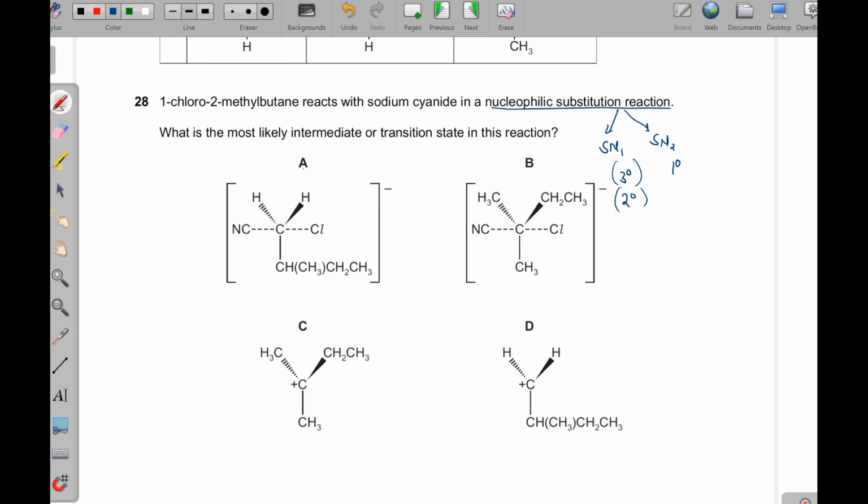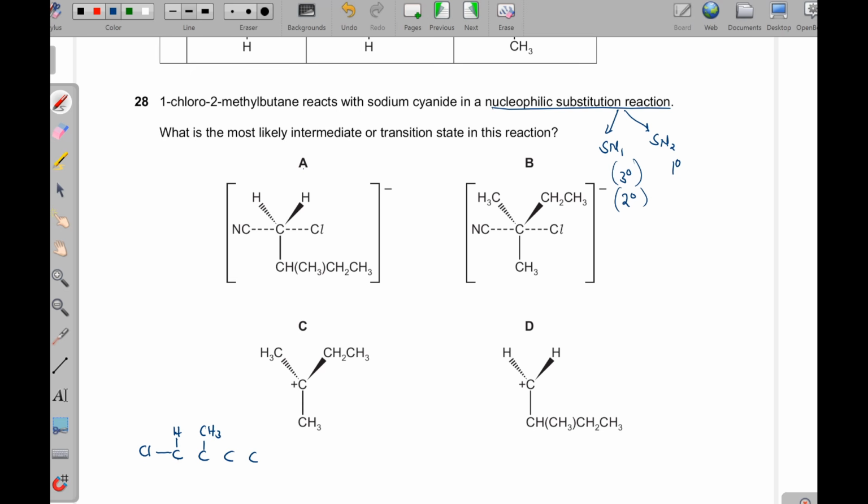Now, in here, is this primary or secondary? So let's check. Butane is 1, 2, 3, 4. 1-chloro. So let's put the chlorine here on the first one. 1-chloro, then 2-methyl. Methyl is here.